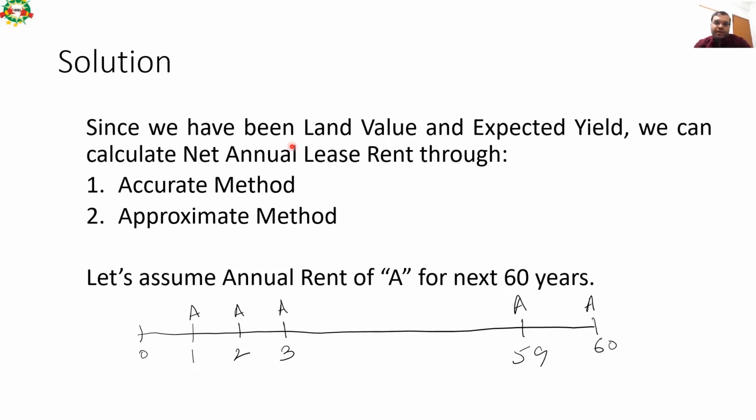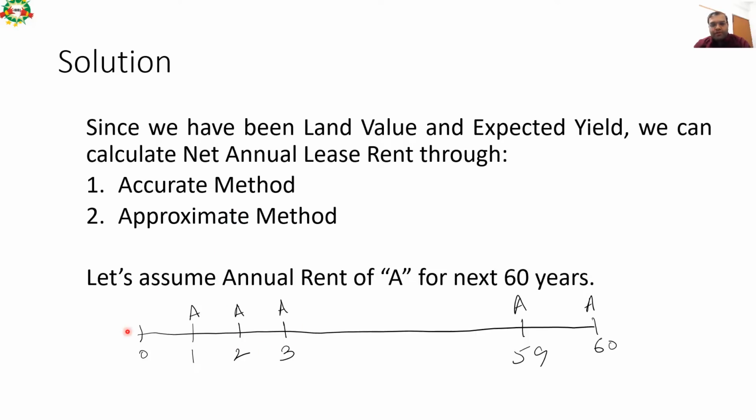Since we have been given land value and expected yield, we can calculate annual lease rent through the accurate method and the approximate method. So we'll discuss both methods. Both methods give a nearby, actual figure. If the options given in the question are very close, then you should always go ahead with the accurate method. If the options are not very close and there is a wide gap, then you may go ahead with the approximate method to quickly calculate the answer to this question.